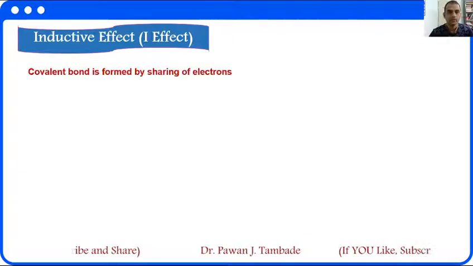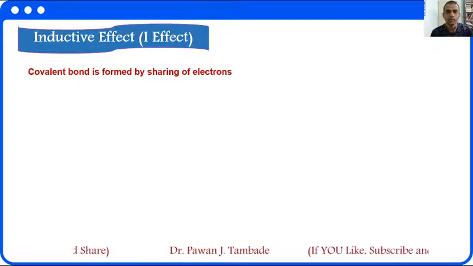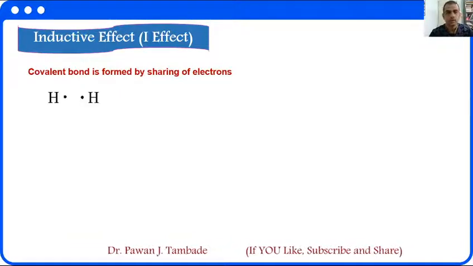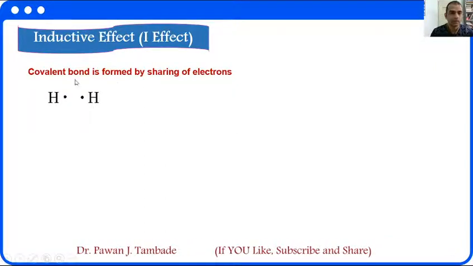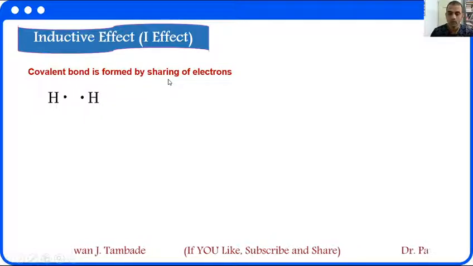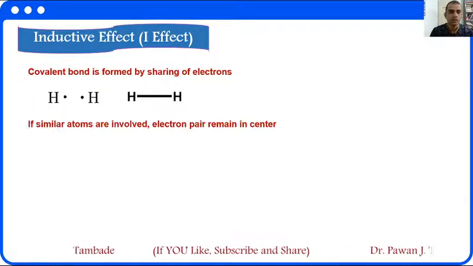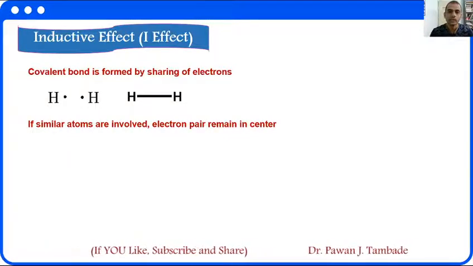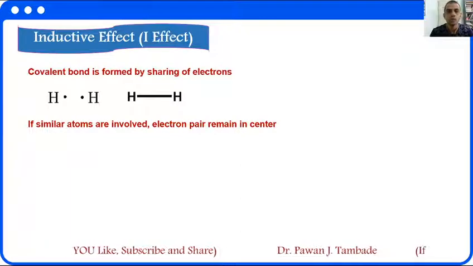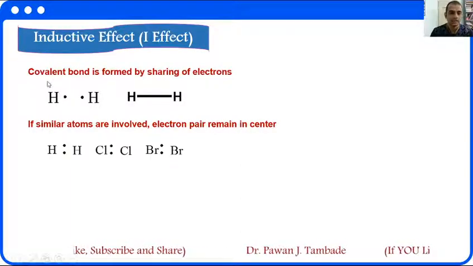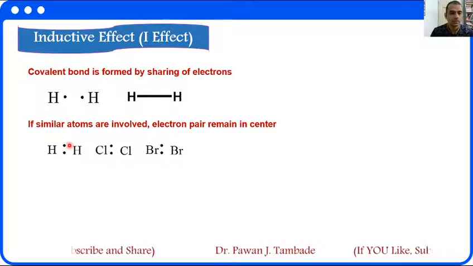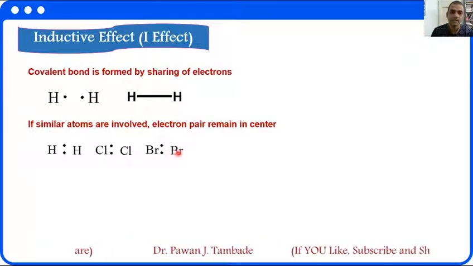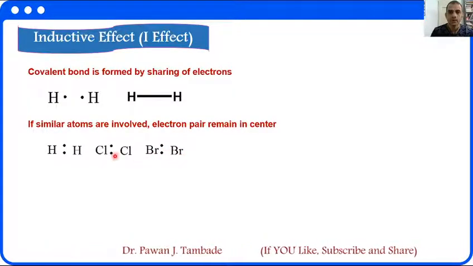So what actually is inductive effect? Inductive effect is shown by a covalent bond, and we know that a covalent bond is formed by sharing of electrons. When two hydrogen atoms having one unpaired electron each come close to each other, a bond is formed and we get such a molecule. If similar atoms are involved in formation of a covalent bond, the electron pair remains in the center between the two nuclei of the bonded atoms. In the hydrogen molecule, these two electrons are between the two nuclei. In chlorine and bromine molecules as well, the two electrons reside between the two nuclei of the respective bonded atoms.